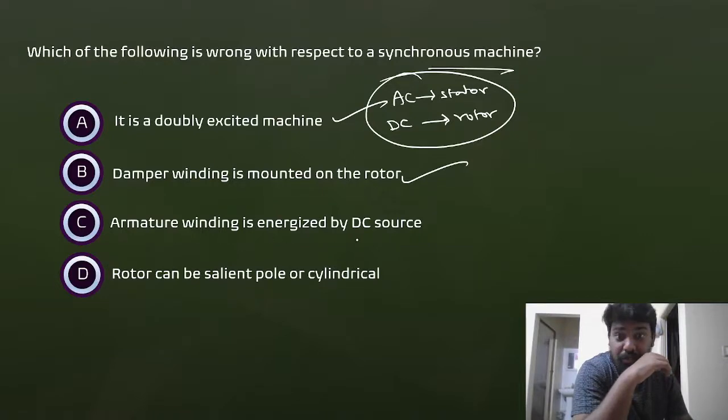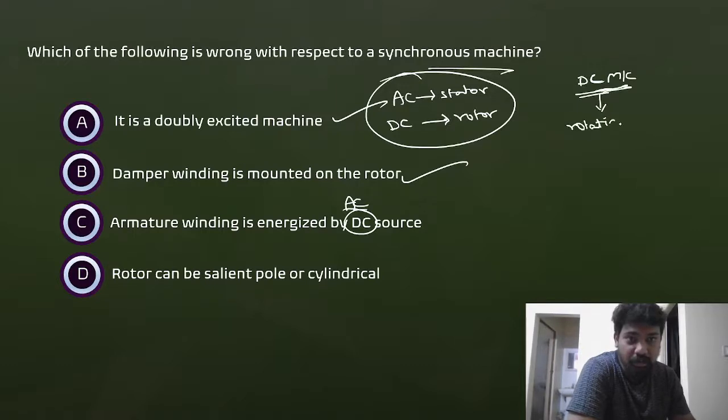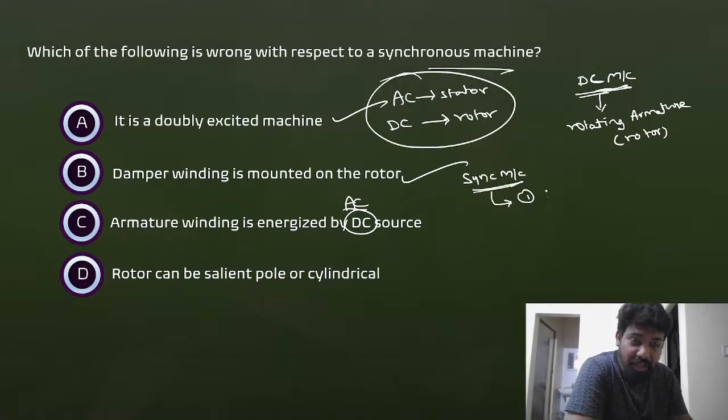Armature winding is energized by DC source. Wrong. It is energized by AC source, because in a DC machine we will be having a rotating armature. That is, the armature will be placed in the rotor. But when it comes to a synchronous machine, it will be a stationary armature. That is, the armature will be placed on the stator actually.